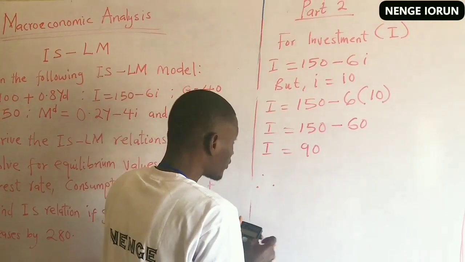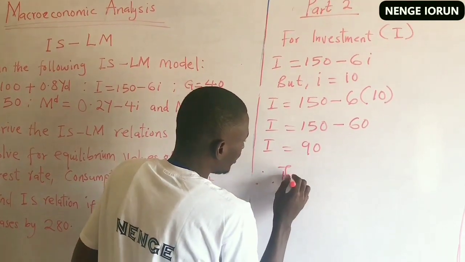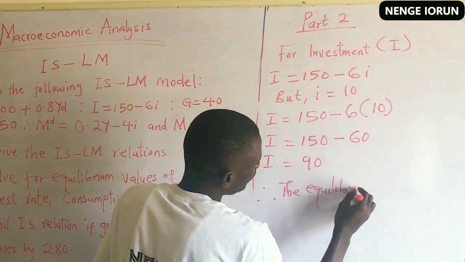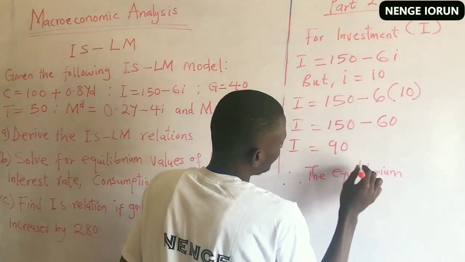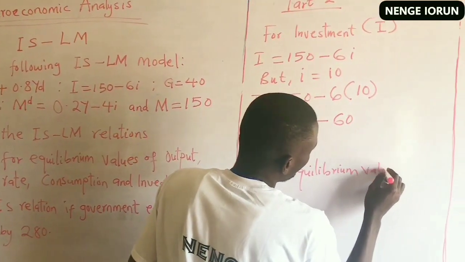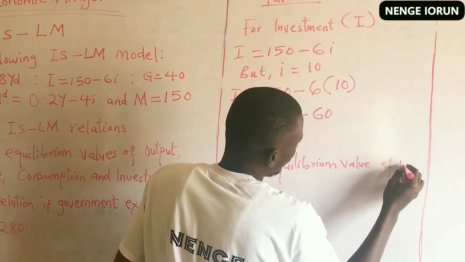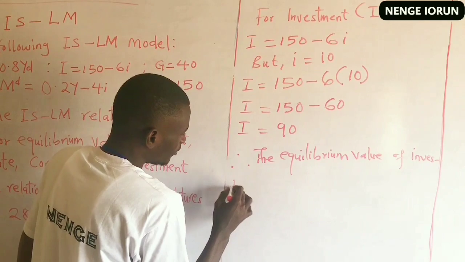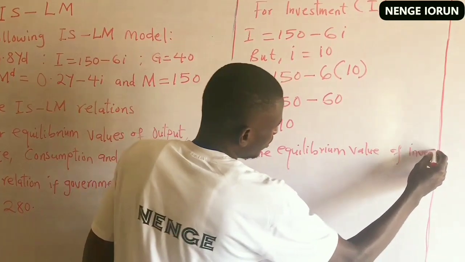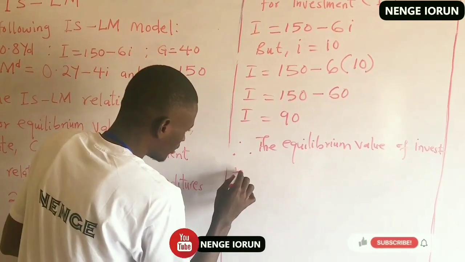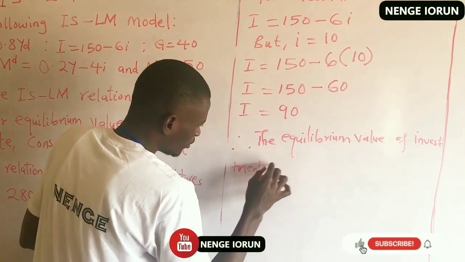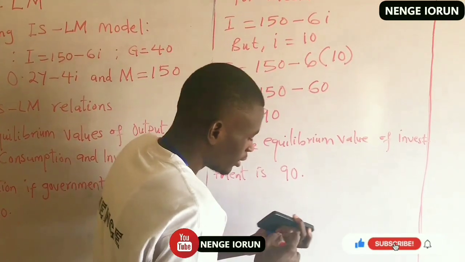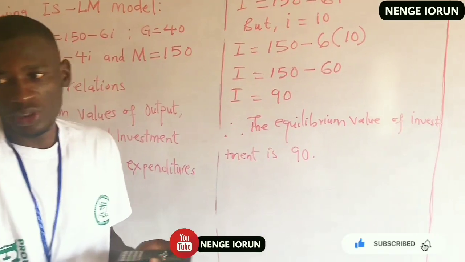Therefore, the equilibrium value of investment is 90.